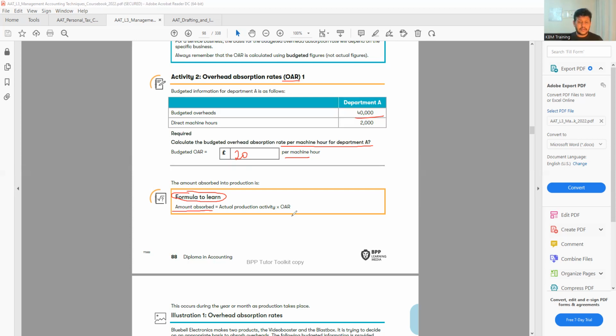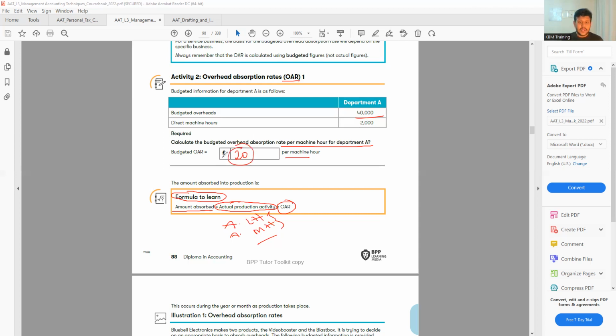Actual production activity times OAR. That means overhead absorption rate. So you need to find out how much the actual production activity is. That means it could be actual labor hour, or it could be actual machine hour, both. And times by the overhead absorption rate, the rate we have calculated the same way.